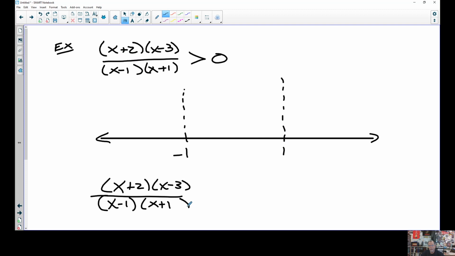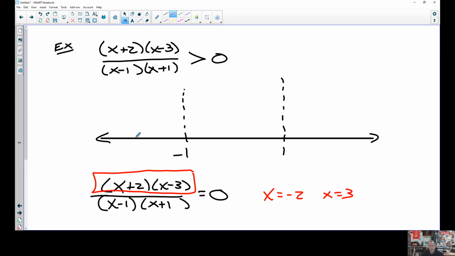If I'm doing this, where is this equal to 0? Isn't that just going to be where this is equal to 0? Because if this is equal to 0, the entire fraction will be equal to 0. So where is that going to be equal to 0? That's going to be equal to 0 when x equals -2 or x equals 3.